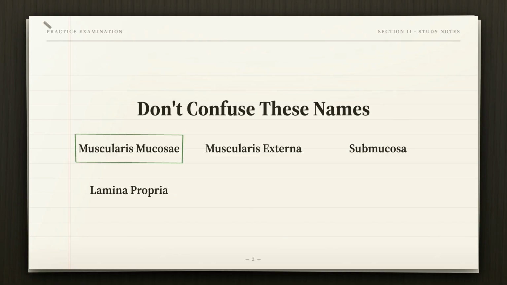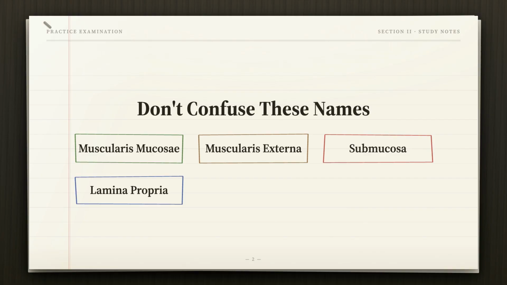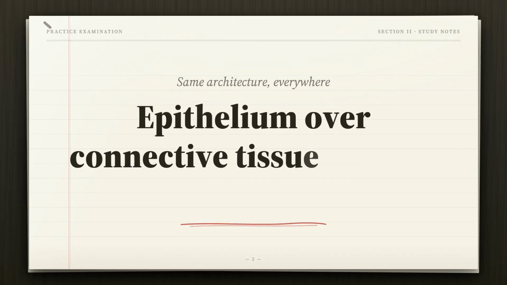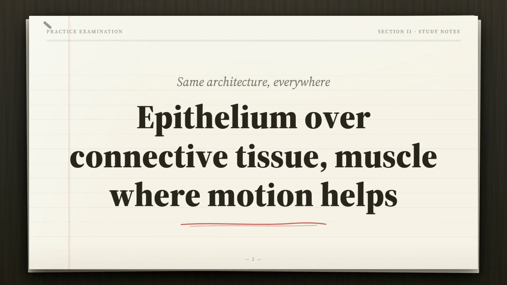The exam trap. Muscularis mucosa is thin and only moves the lining, while muscularis externa is thick and moves the entire tube's contents. The submucosa, despite its name, is a completely separate tunic outside the mucosa. This same pattern, epithelium, connective tissue, and optional muscle, repeats across every mucous membrane in the body, which is why understanding this one layer unlocks so many others.